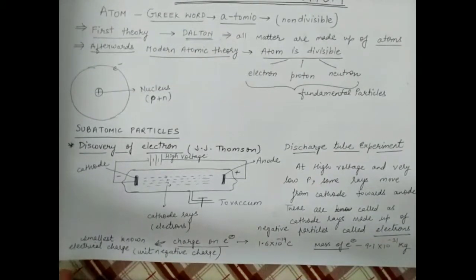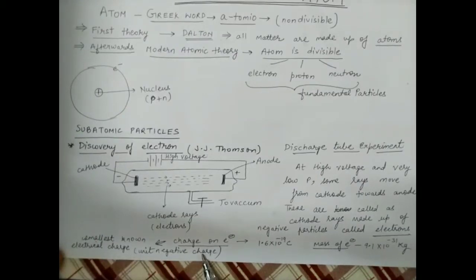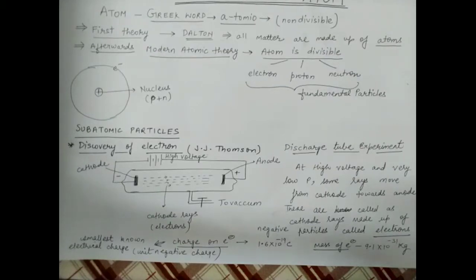Now the electron is the smallest known electrical charge, having negative charge. So what is the charge on the electron? It is 1.6 × 10^-19 coulomb. And what is the mass of the electron? It is 9.1 × 10^-31 kilogram. The electron is also referred to as the unit negative charge, because it is the smallest known electrical charge. So this is how your electrons were discovered.